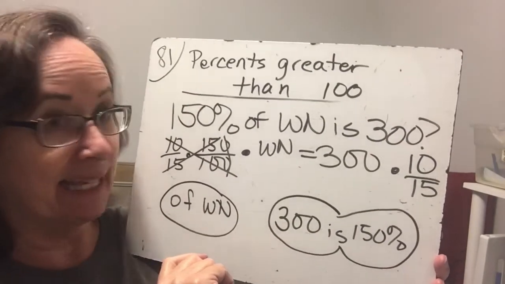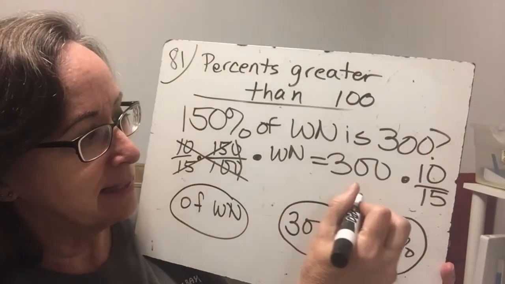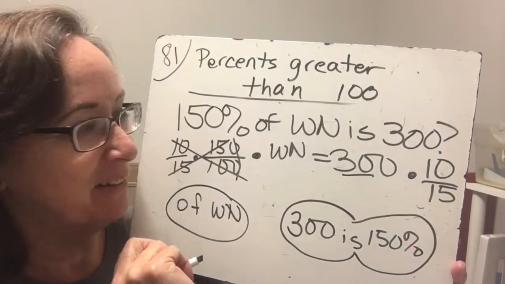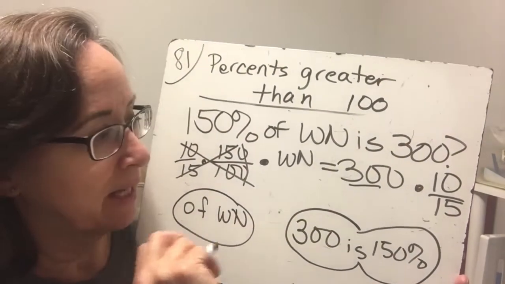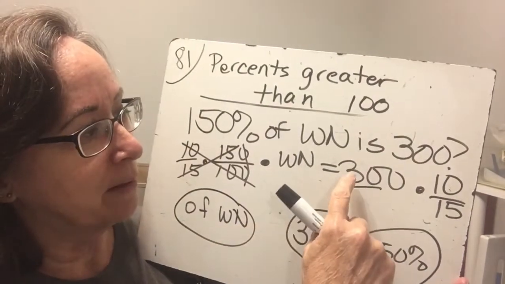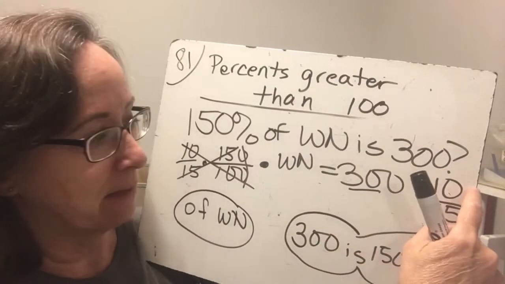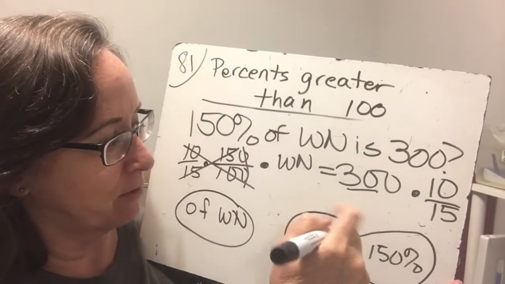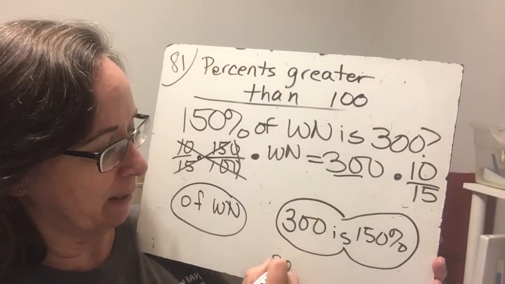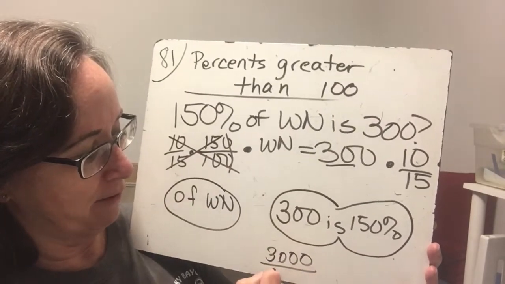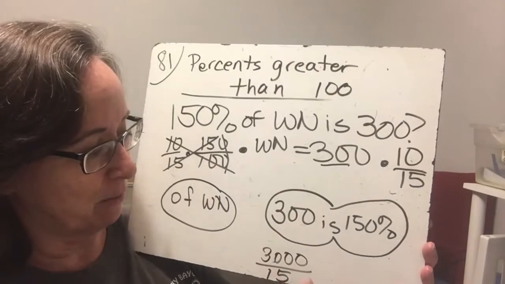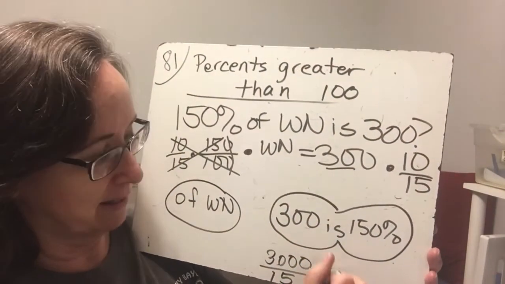Well, that's easy to cancel because 30 and 15, 30 is 15 times 2. So I end up with 300 with another 0. So isn't that 3,000 divided by 15? So let's write that down. We'll do it right here. 3,000 divided by 15, but the 30 and the 15 will cancel with the 2, so the answer is 200.